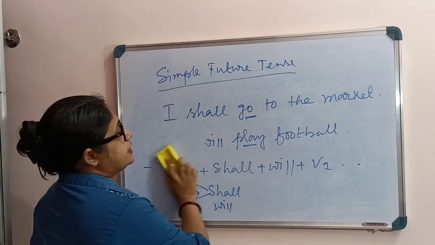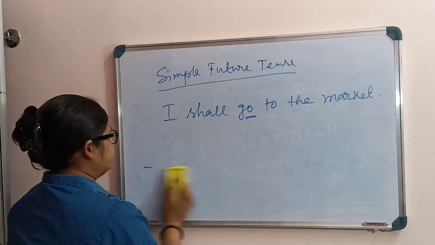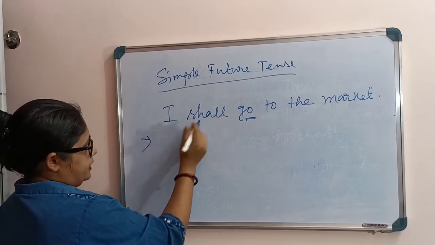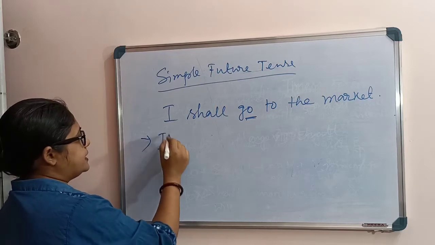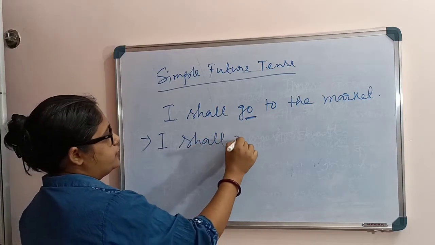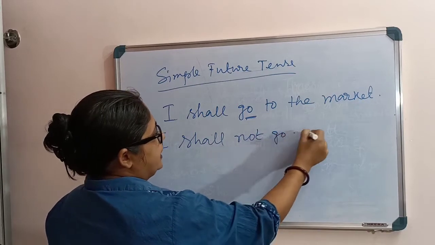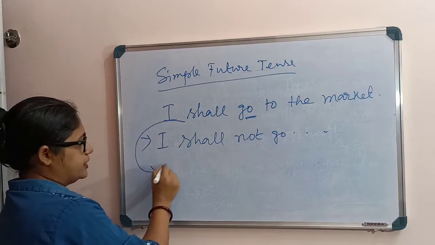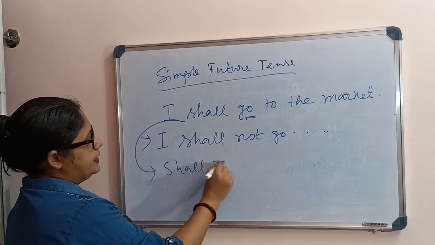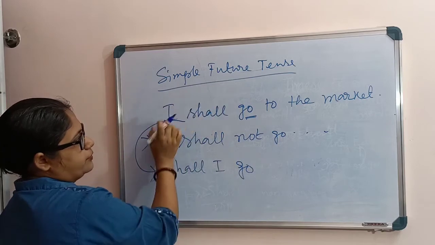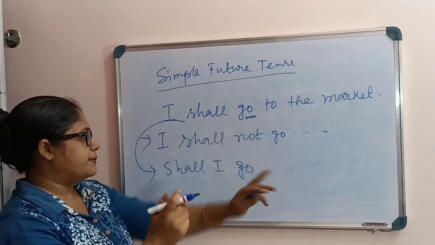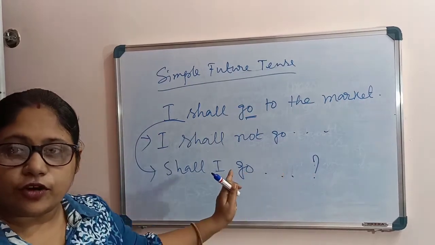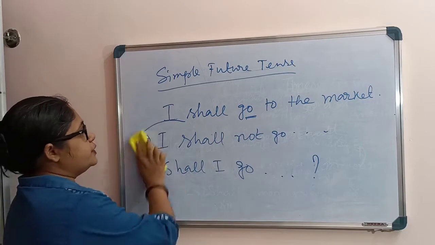Now let us take the first sentence only. If we need to change it into interrogative, what will it be? If we have to make it negative, as I told, we place only one no or not along with it, and the rest will remain the same. And in order to make it interrogative, this shall will come at the very beginning, and if shall is not there, the sentence remains I go to the market, the same thing, and a note of interrogation. So this is the format of simple future tense.